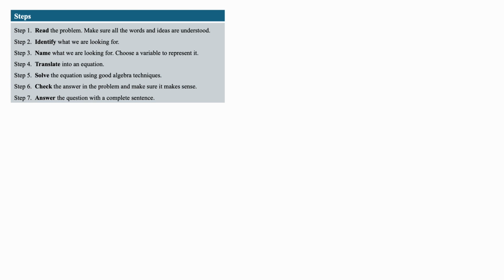Step 4 is to translate this into an equation. Step 5 is to solve the equation using good algebra techniques that we've covered in previous videos. Step 6 is to check the answer in the problem and make sure it makes sense. And step 7 is to answer the question with a complete sentence.